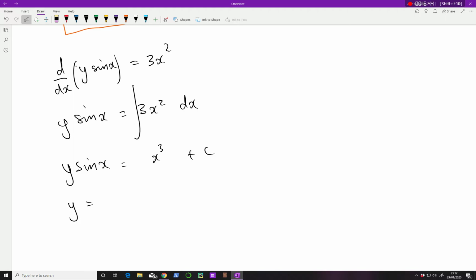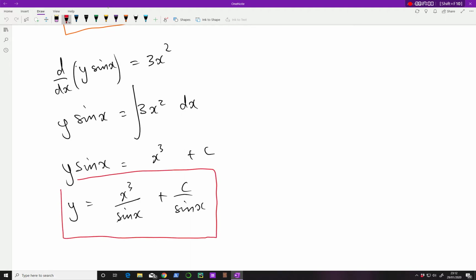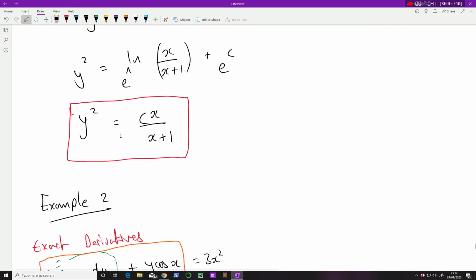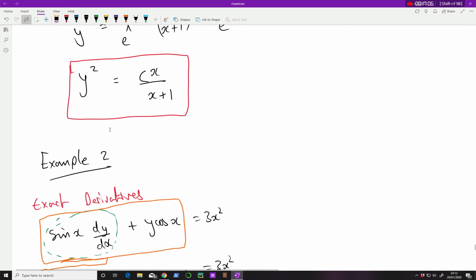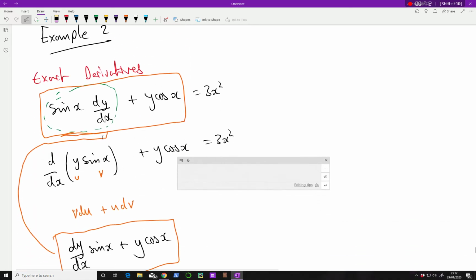So y equals x cubed over sine x plus c over sine x. And that is the solution to that particular example. So here, example 2 was an example of when you should look for exact derivatives.